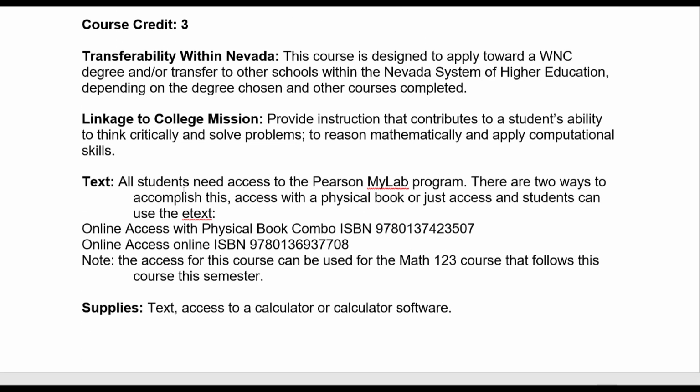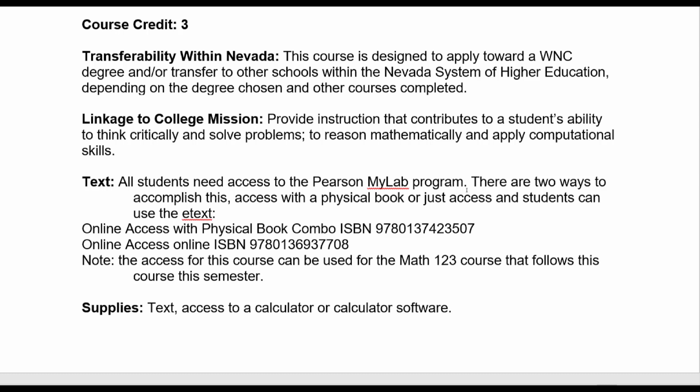So all students are going to need access to the Pearson MyLab program. I showed that in the Canvas tour. So there are 2 ways you can accomplish this. You can get access with the physical textbook, or just access and use the e-text. I have the ISBN number for each option, and you can buy this directly from Pearson online. We don't have a bookstore at this time. At the time of the recording for this, we don't have the option to buy through a bookstore. So you buy directly from the publisher.